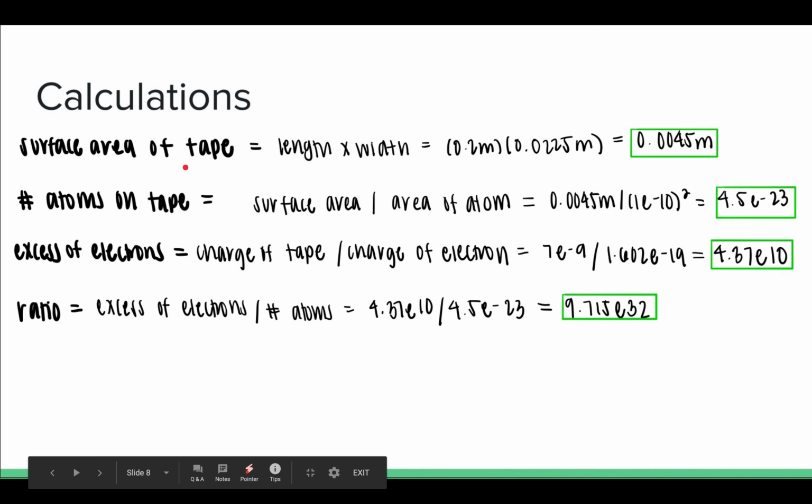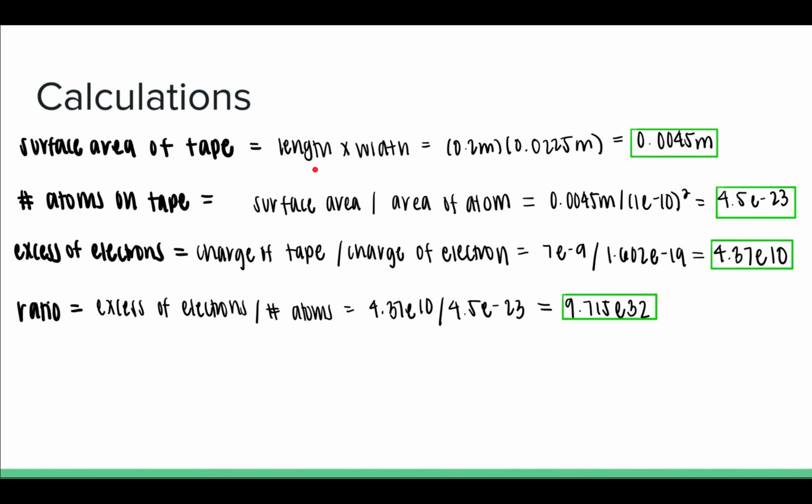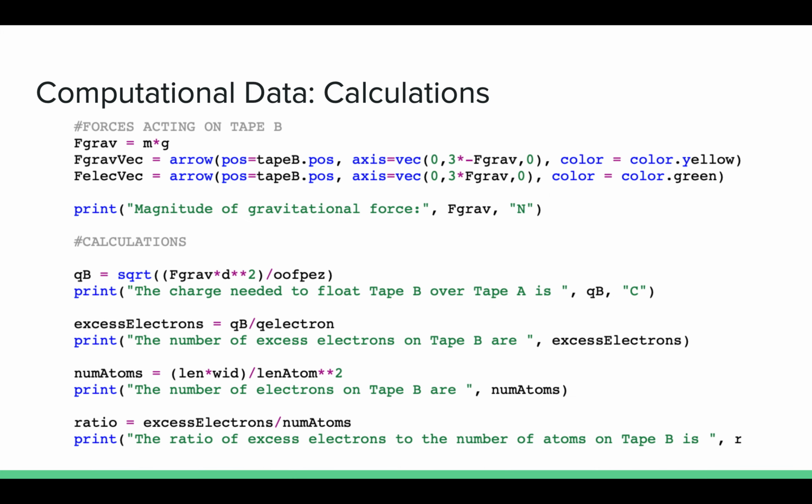I then found the surface area of the tape by multiplying the length times the width. The number of atoms of the tape was found by dividing the surface area by the area of an atom. The excess of electrons was found by taking the charge of the tape and dividing it by the charge of the electron. And the ratio of the excess of electrons that was lost to the atoms was found by dividing the excess of electrons by the number of atoms.